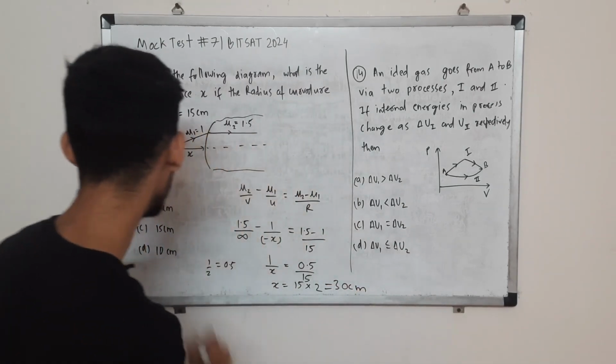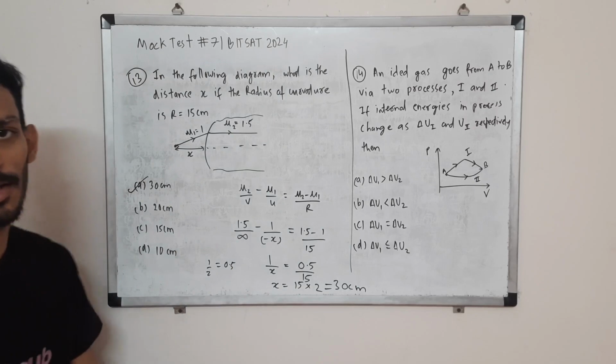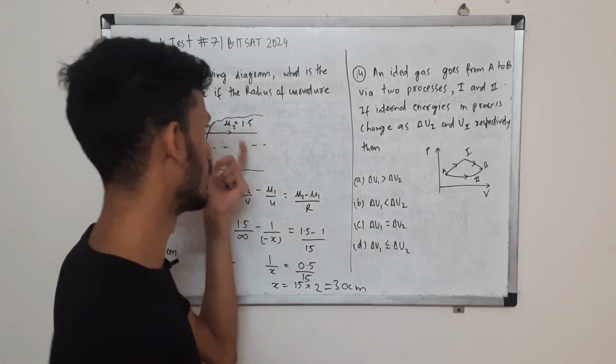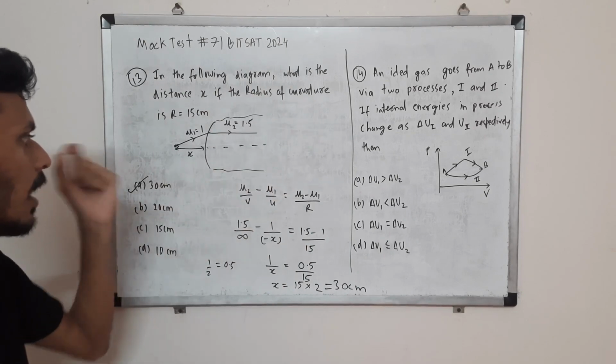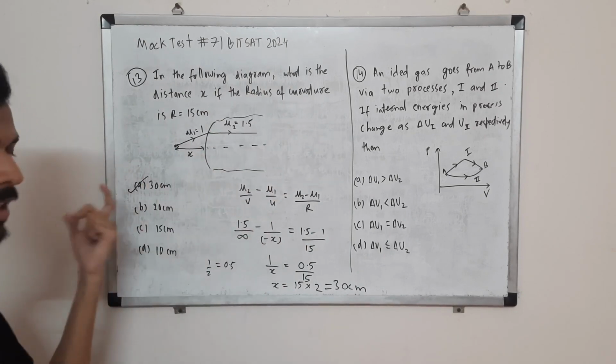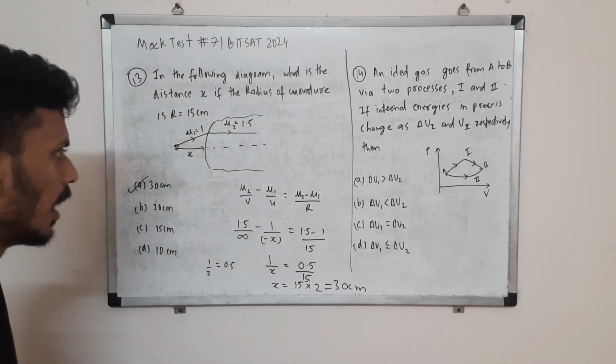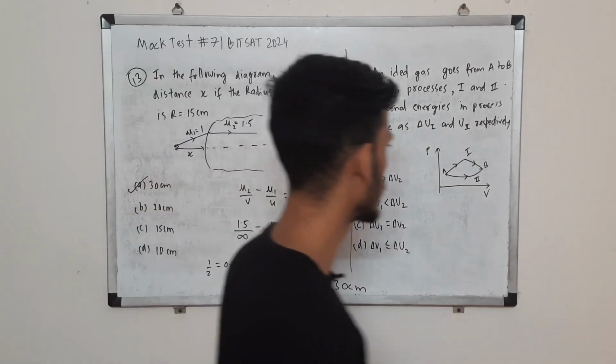As simple as that. It is a straightforward application of the formula, and just simple logic over here, that the image will be formed at infinity and this distance will be x minus x. And yeah, just have to substitute. Okay, let's come to this one.